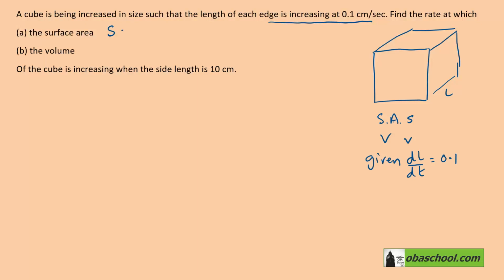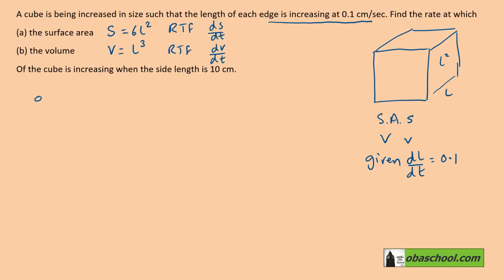The surface area for a cube, each face, remember, is going to be L squared, and there's 6 of them, so 6L squared. And the volume is L cubed. In this first part, we're required to find dS/dt, and in the second part, we're required to find dV/dt.